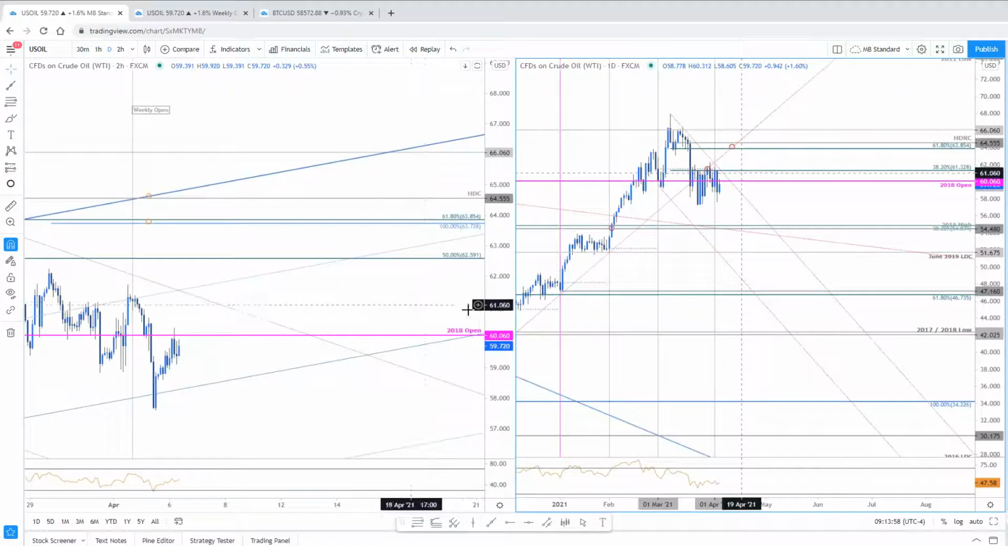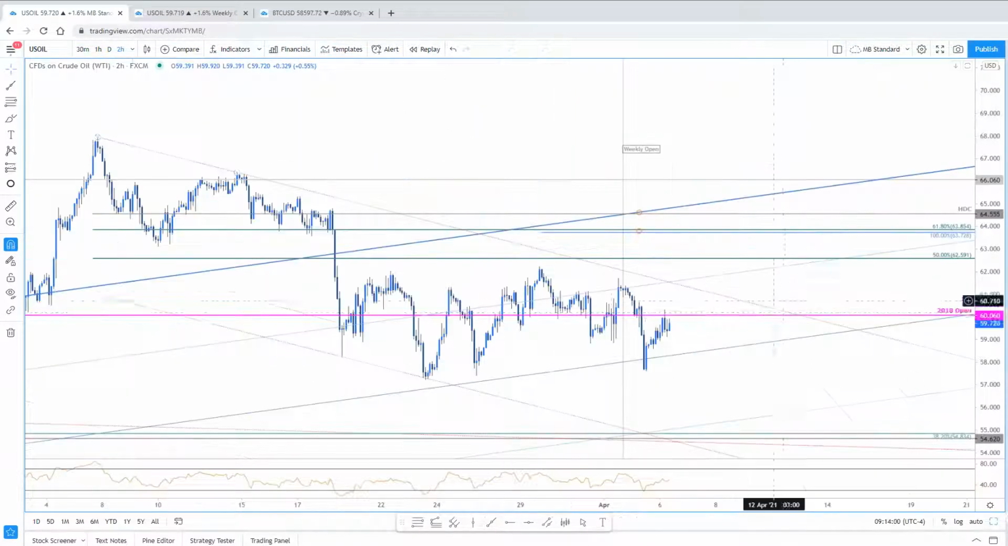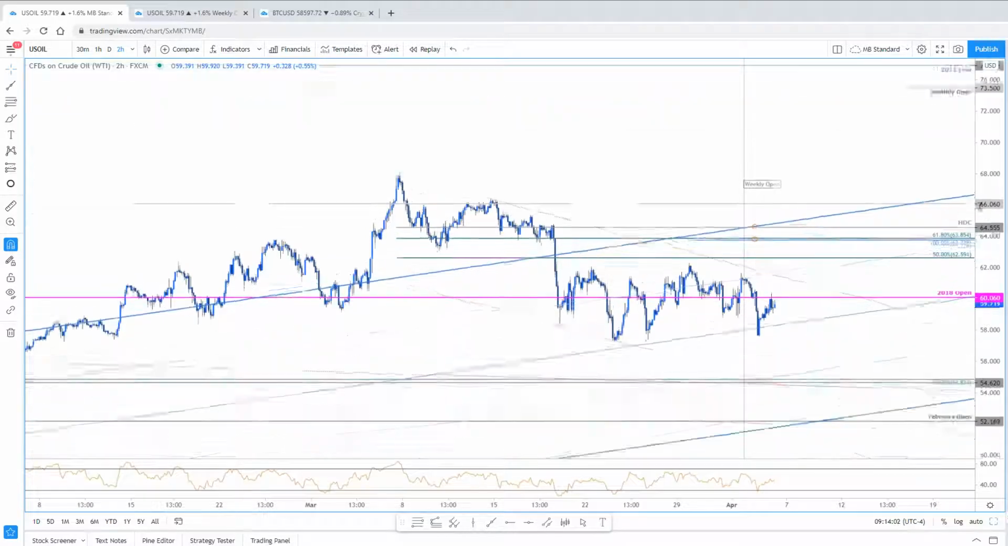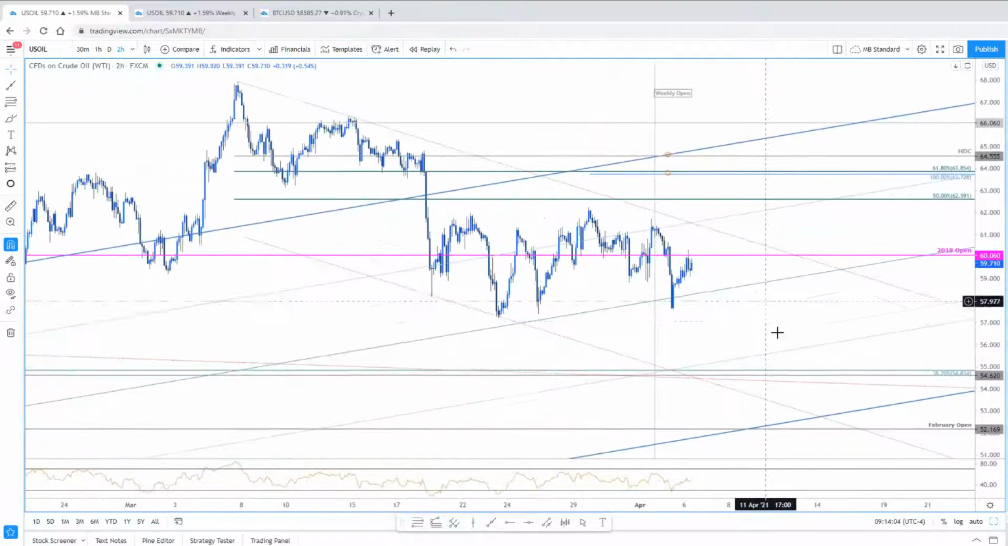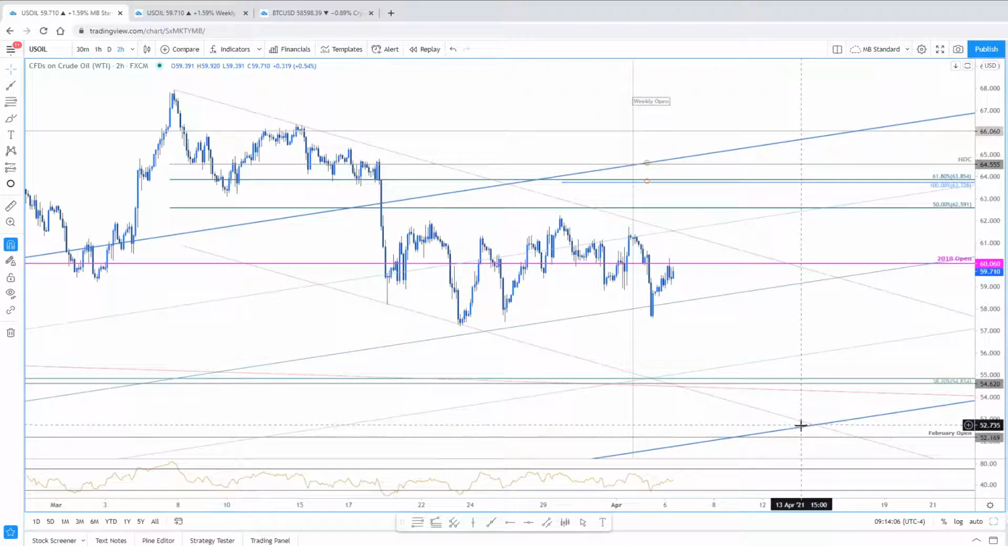So that's crude prices. And here's the intraday. I was kind of messing with this last week, but I couldn't really find anything worth of merit. So we'll be tracking this one.